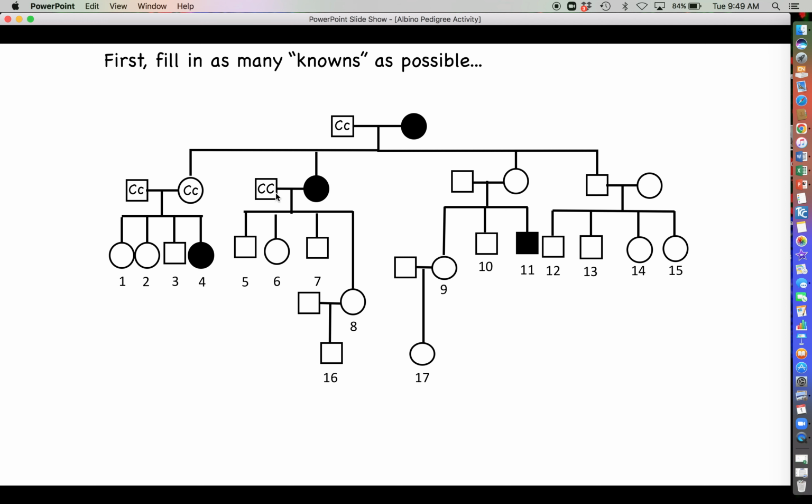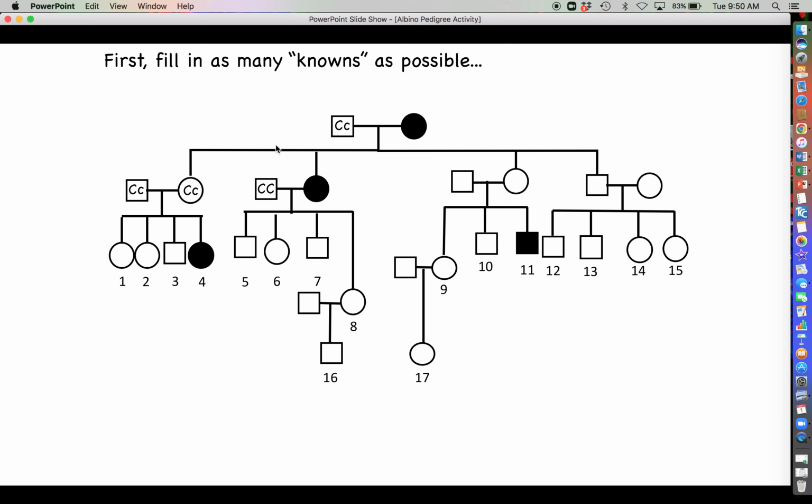Next, this individual right here we can say is capital C capital C, a homozygous dominant, but for 2 reasons. Number 1, we can see that he married an albino woman. They did not have any albino children, but that in and of itself is actually not enough to definitively say that this man is homozygous dominant. Just because they had 4 unaffected children doesn't necessarily mean that they can't produce an albino child. Maybe they just got lucky. Maybe they just beat the odds. If they had a 1 in 4 chance of having an albino child, maybe they just got lucky. Or if they had a 1 in 2 chance, maybe they just got lucky.